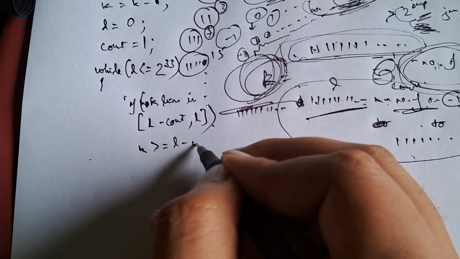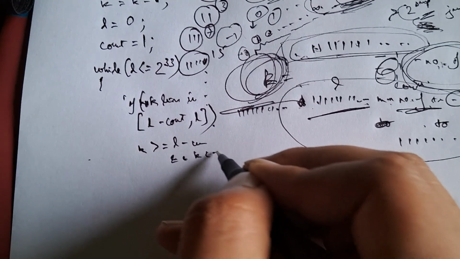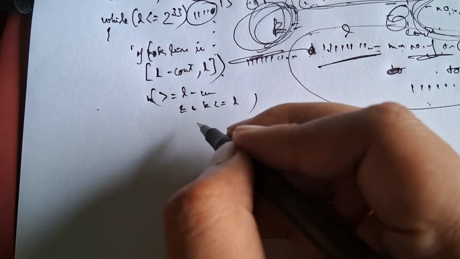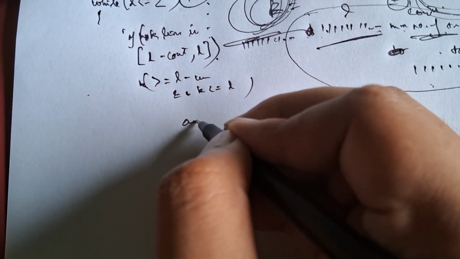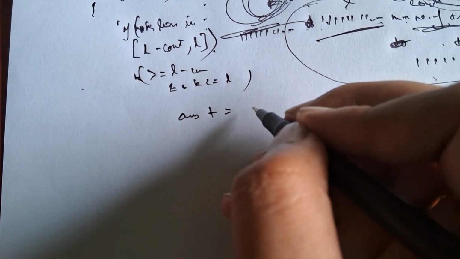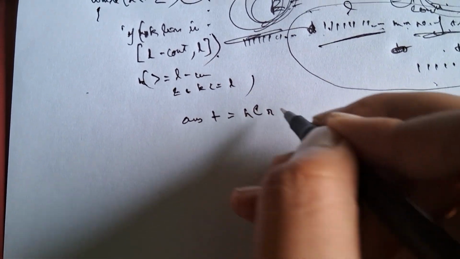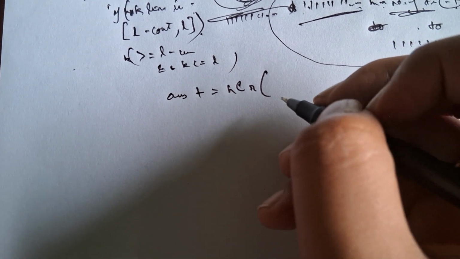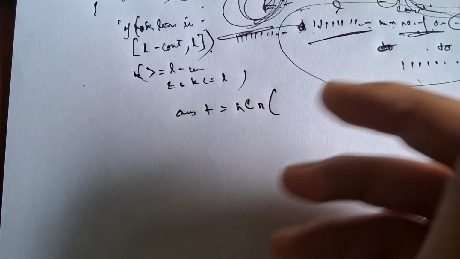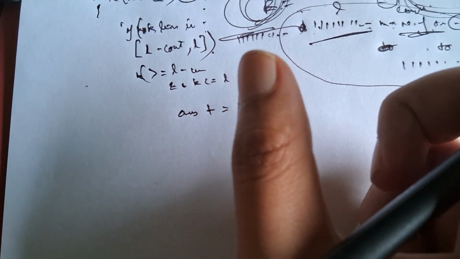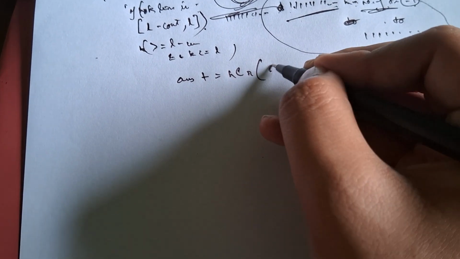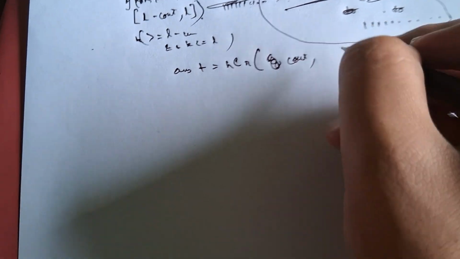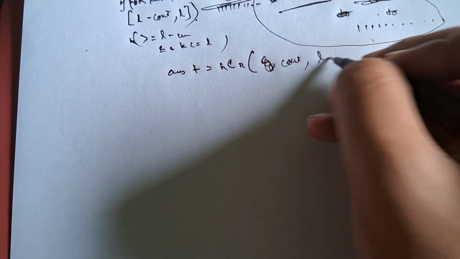So from L minus count to L, if k lies in this range, in simpler terms, k is greater than or equal to L minus count and k is lesser than or equal to L. If this condition is satisfied, make your answer plus equal to NCR of C, where C means count, comma L minus K.